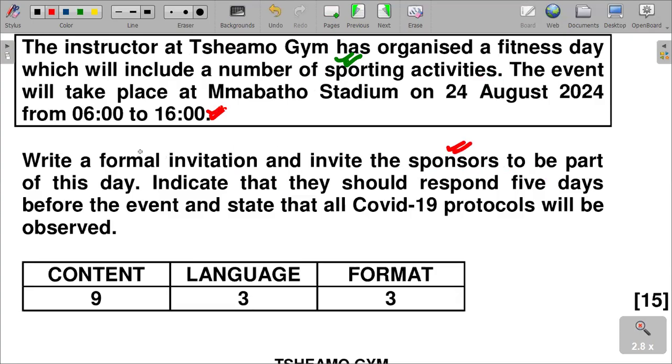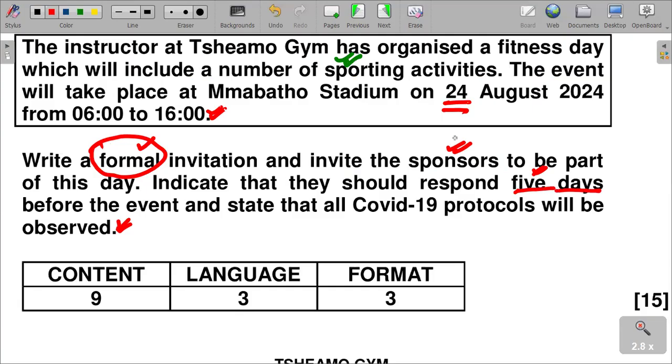We are saying a formal invitation. The question is saying write a formal invitation and invite the sponsors to be part of this day. Indicate that they should respond 5 days before the event and state that all COVID-19 protocols will be observed. You are just giving them security and assurance that they will not be having any problems. So they should respond 5 days before the event.